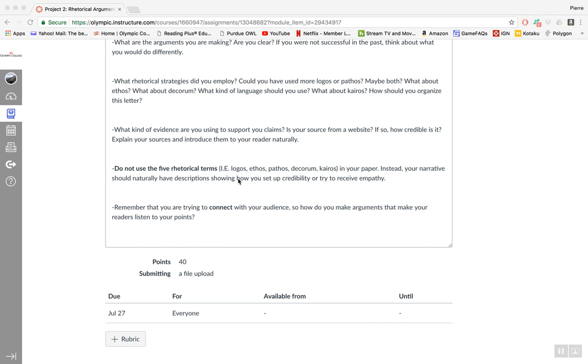I know you're using credibility by the context of how you set your paper. So don't use the 5 rhetorical terms. You are going to be using them, sure, but you're not going to actually state that you're using them. Remember that you're trying to connect with your audience. Remember, that's what rhetoric is about, this connection.